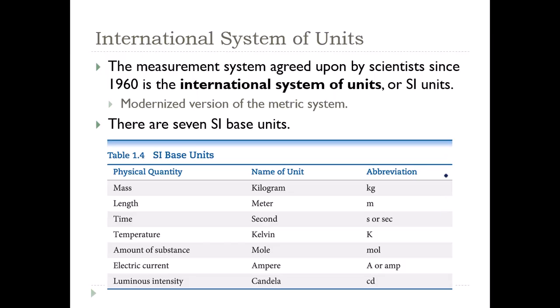And within the metric system, we have 7 SI base units. So interestingly, the SI base unit of mass is the kilogram, not the gram. So kilogram, length, meter, time, the second, temperature, Kelvin, amount of substance, the mole, electric current, ampere, and luminous intensity, candela. So those are the 7 SI base units. And so in the first part of our chemistry journey, these are the ones that you will most frequently encounter.